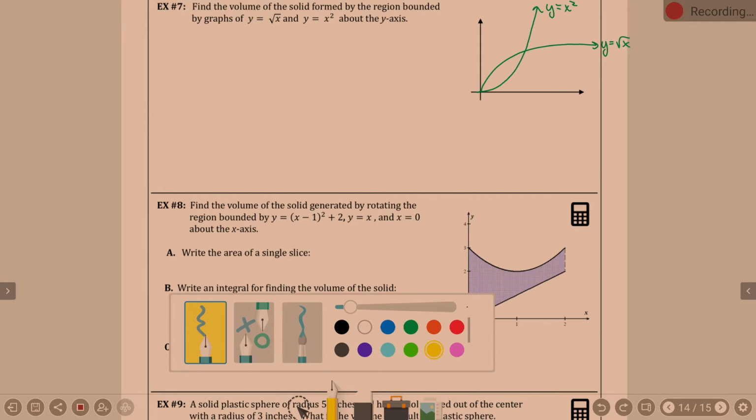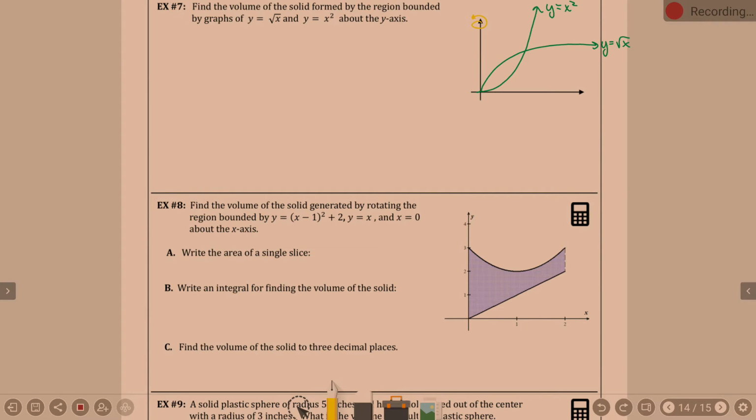Okay, so we're revolving about the y-axis this time. And what is it we're revolving about the y-axis? That little region between the graphs, right? I feel like I just drew a corn cob. Corn in the husk. Sorry, had to share.